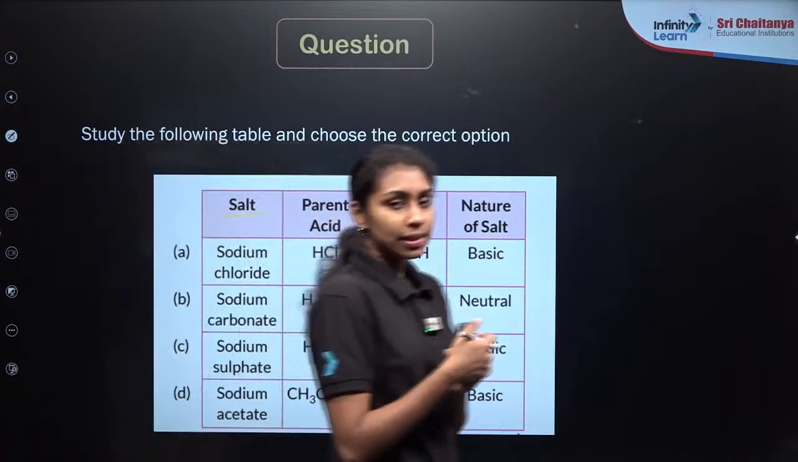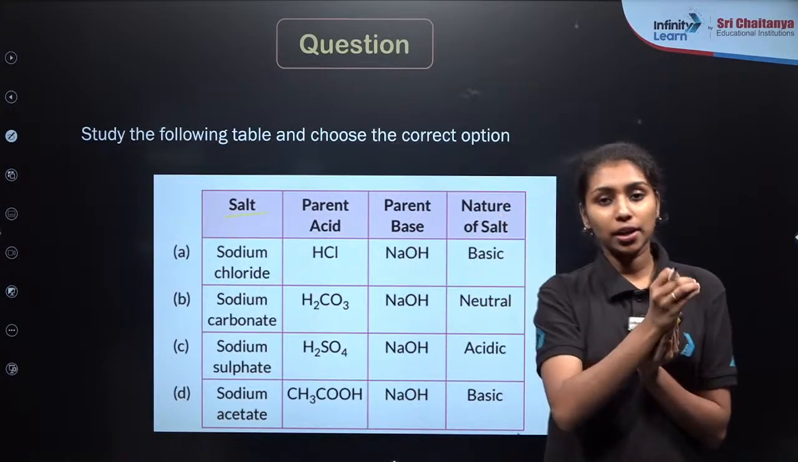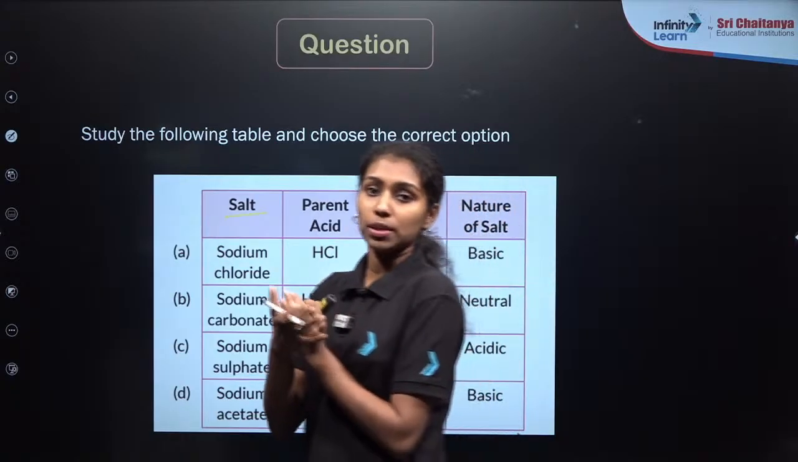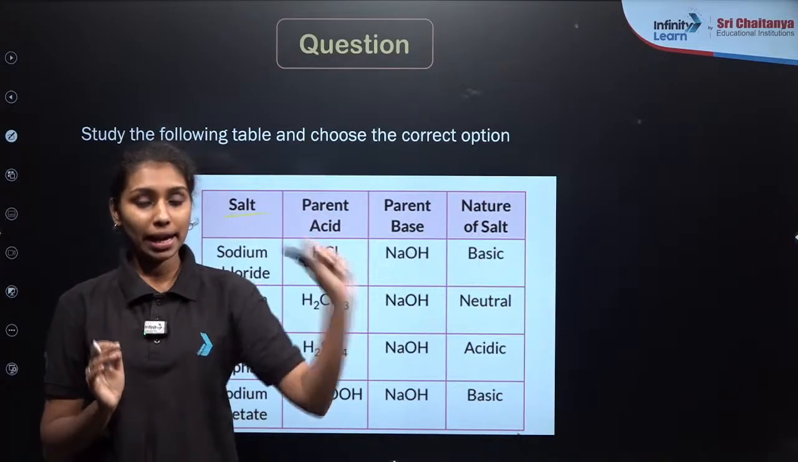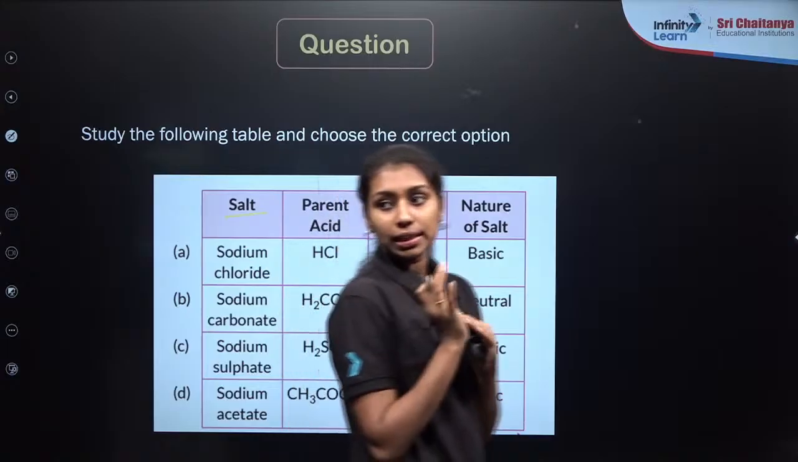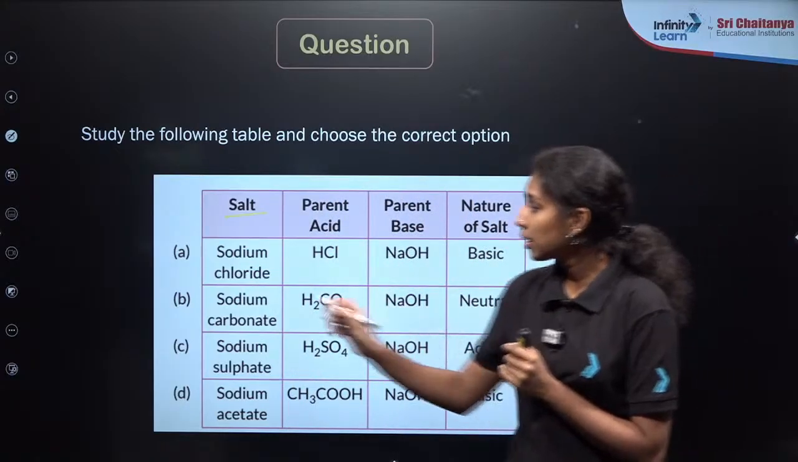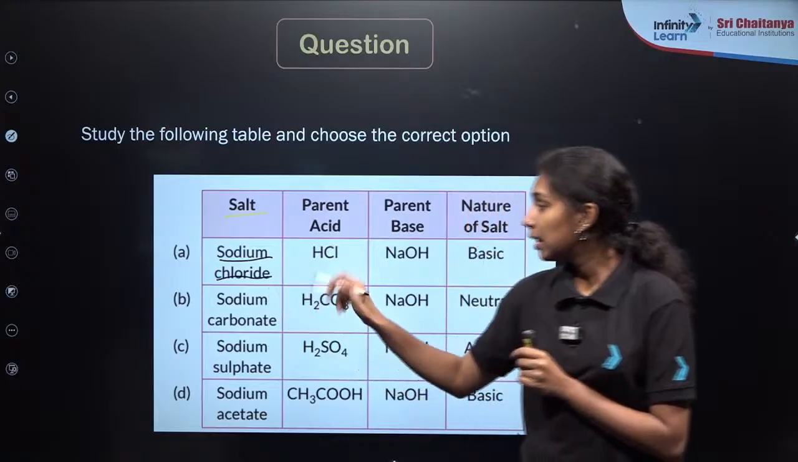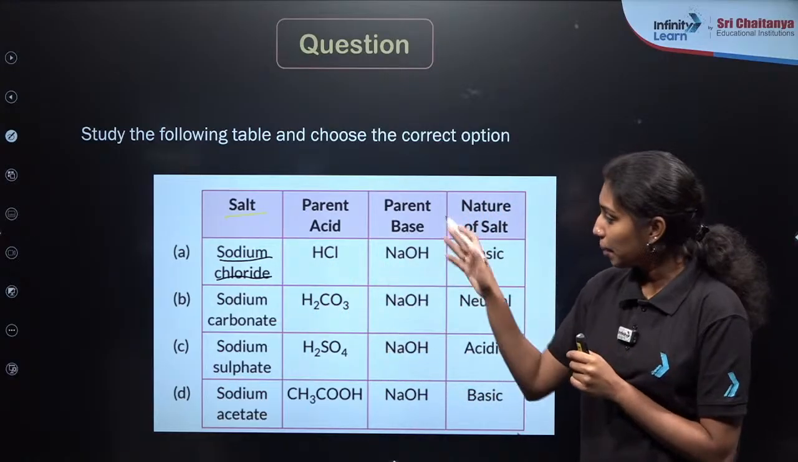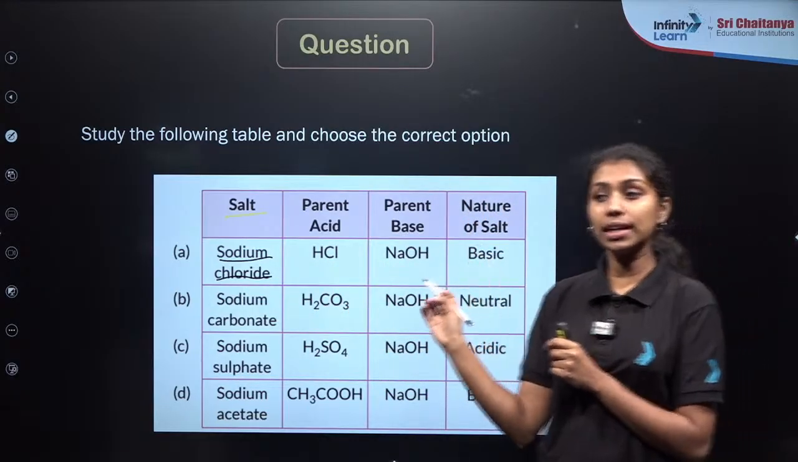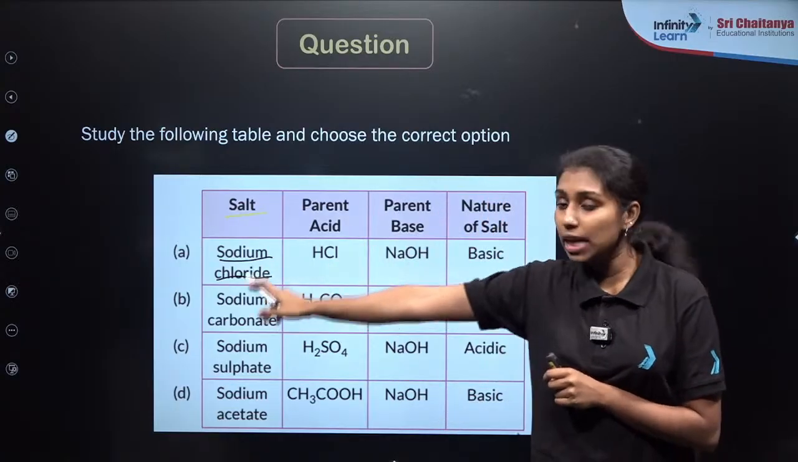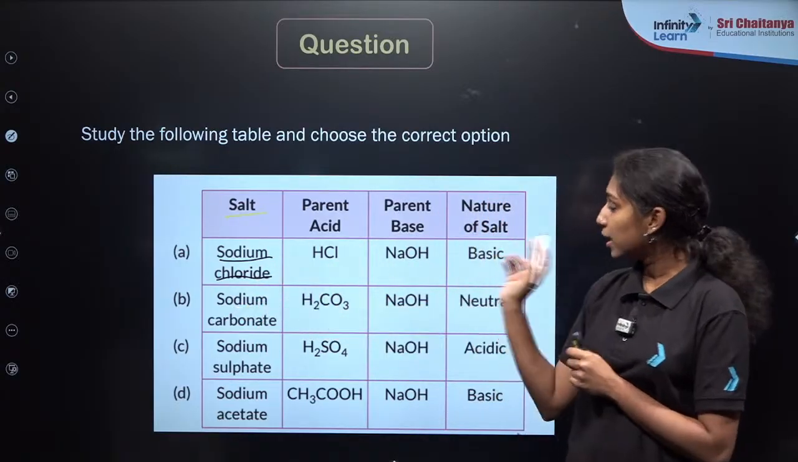Okay, parent acid and parent base. If you carry out the neutralization reaction with the acid and base, the corresponding salt is formed. So their parents are the parent acid and the parent base, right? Clear? Here the first salt is given as NaCl, the parent acid is HCl and the parent base is NaOH. Here you need to check whether reacting these parent acid and parent base gives the same salt or not. Then check their nature.